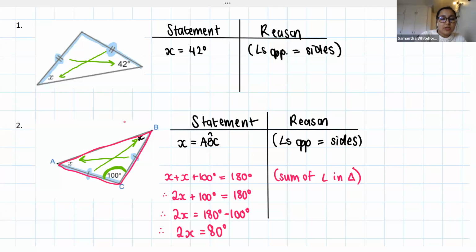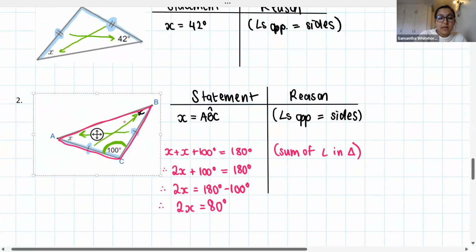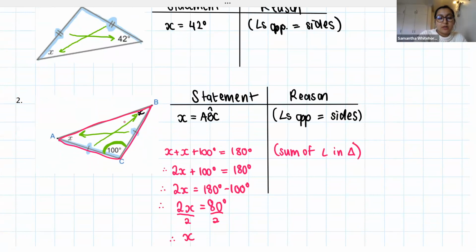And guys, remember, I'm trying to solve for x. So I don't want 2x, I want x, which means I need to divide both sides by 2. And quite a few of you have already said this on the chat.